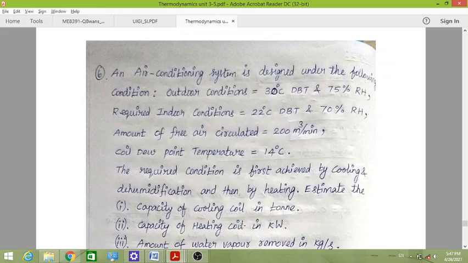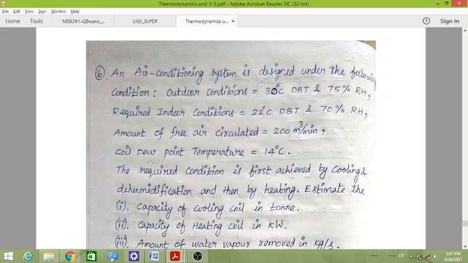An air conditioning system is designed under the following condition: outdoor condition 30 degrees Celsius dry bulb temperature and 75% RH. Required indoor condition 22 degrees Celsius dry bulb temperature and 70% RH. The amount of free air circulated is 200 meter cube per minute. This is the source we can take for finding mass flow rate. So 200 meter cube per minute is used to find the m value.